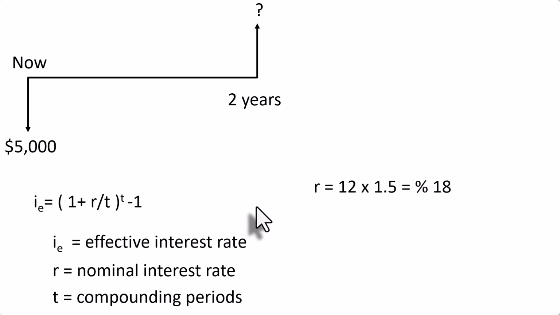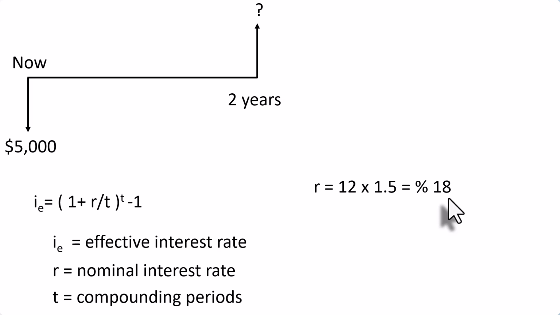The r, the nominal interest rate: because here we're after the yearly interest rate, we should be calculating the yearly nominal interest rate. I have the monthly nominal interest rate, which is 1.5%. But in a year, the yearly nominal interest rate is going to be 12 times that monthly interest rate, because 1 year has 12 months in it. So the nominal yearly interest rate is 12 multiplied by 1.5%, which equals 18%.